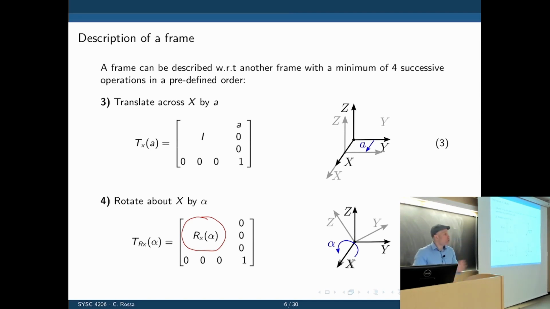Now you have these 4 operations, and these 4 operations are sufficient to fully describe, fully position a frame with respect to another. We're going to do these operations in the order that is presented here, but as I said, different textbooks, for example in robotics, use different conventions, so some of them may change the order here, but this is by far the most common one.